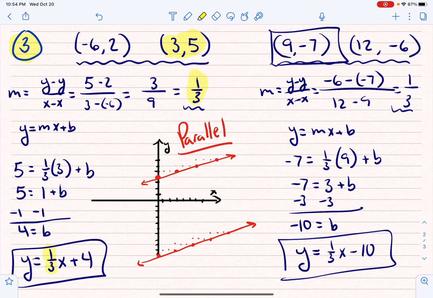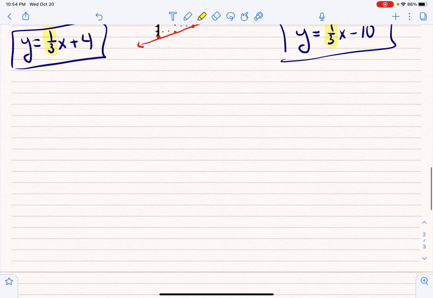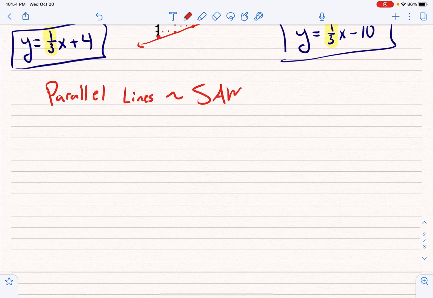Because they have the same slope. Both of them are going up 1 unit and over 3. And so that creates these parallel lines. And so that's the big idea that we need to know: that parallel lines always have the same slope. Okay? Parallel lines always have the same slope.